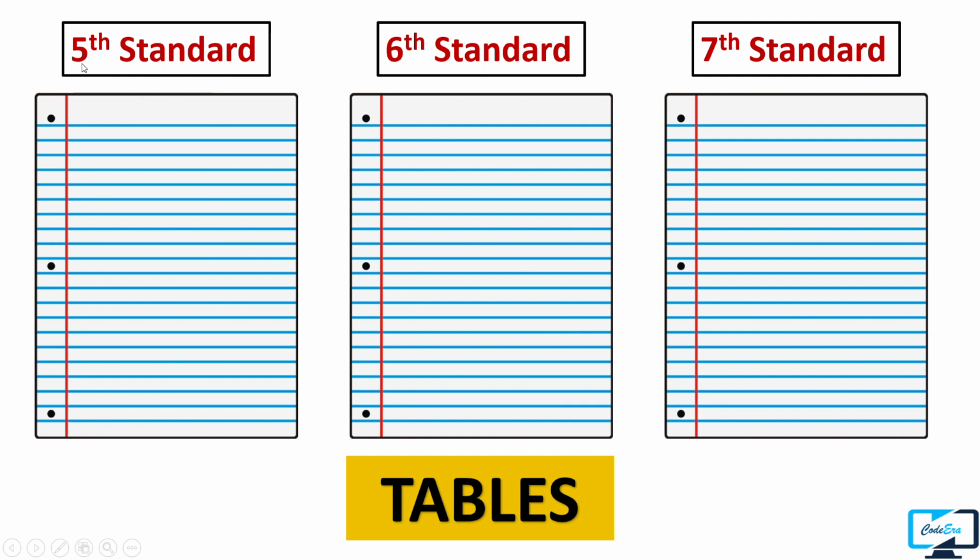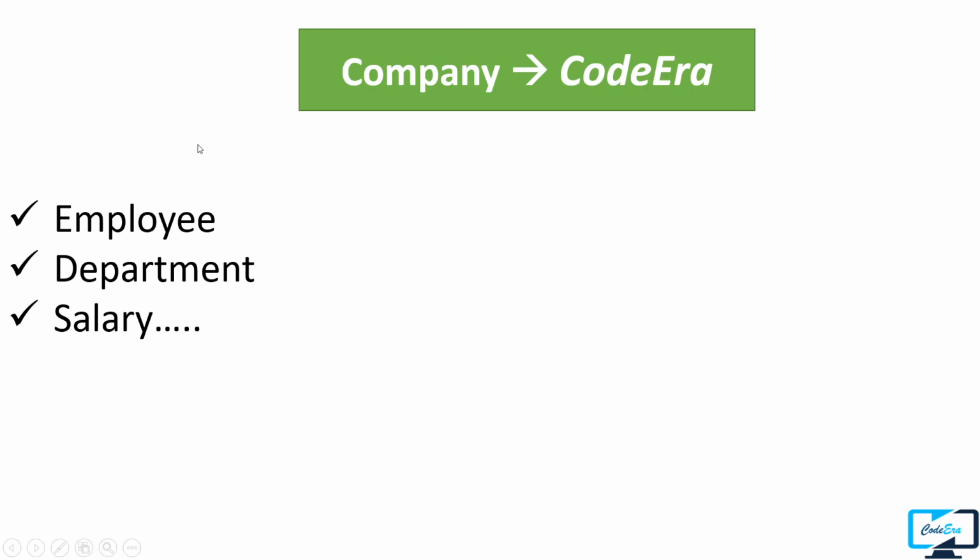And in this way, this page represents the table of the 6th standard students and this one is for the 7th standard. So basically in one database, we can have one or more tables which contain the data of specific type. So suppose we have a database of a company named Codera. Then it may have different tables which will contain some specific data. So the tables will be like employee, department, salary and etc. So now I hope you understand what is database and the table.